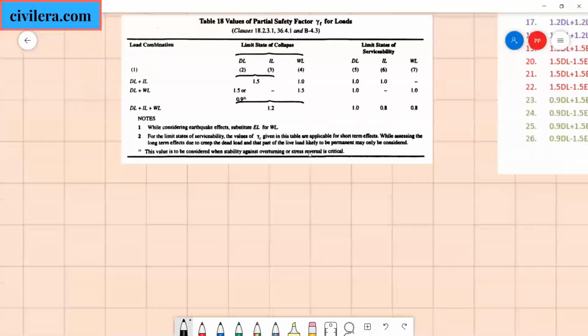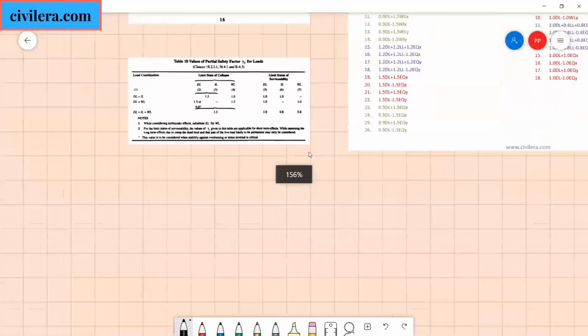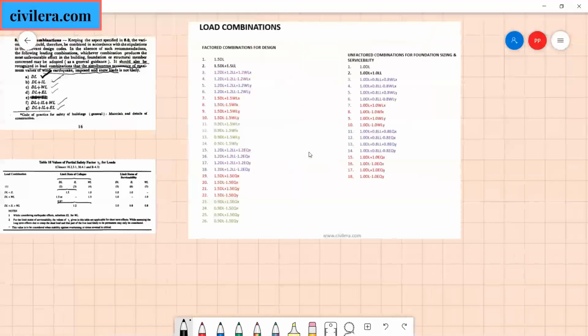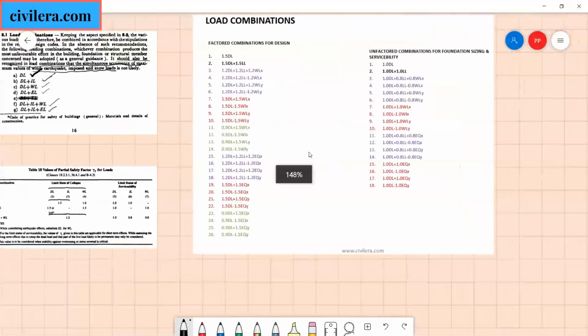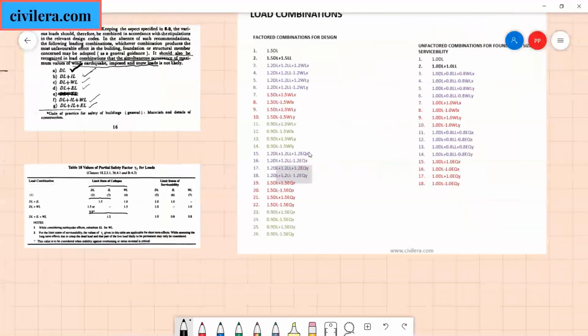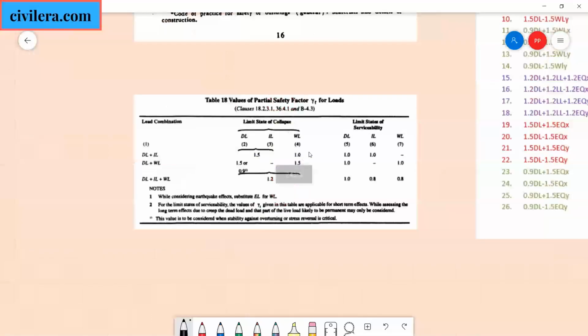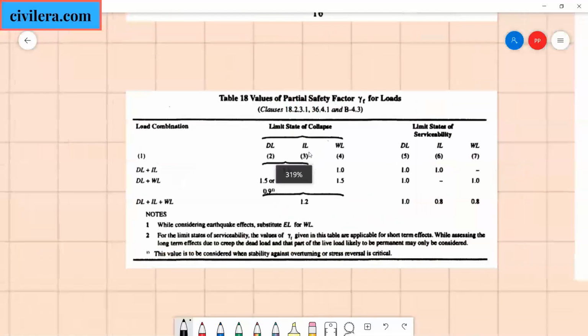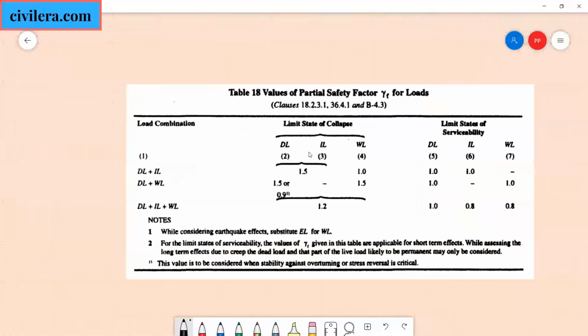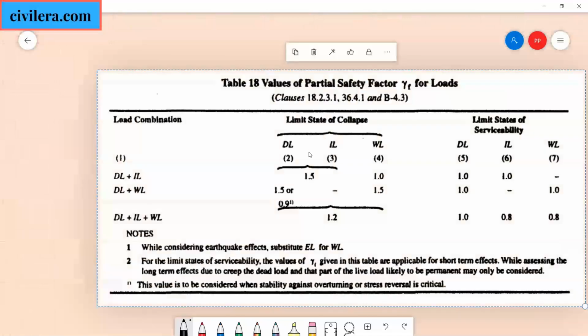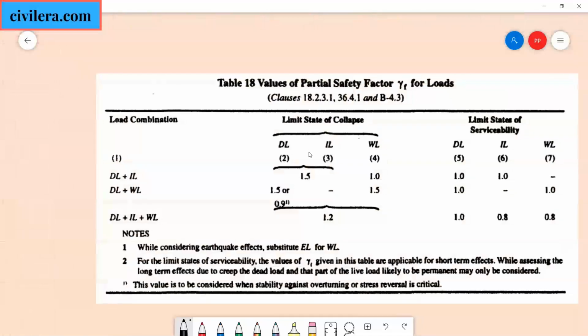Now, if you expand this, you get so many combinations. I will come to that in a while. Before coming to that, let me tell you what are the factors of safety that you need to adopt. So if you go to table 18 in IS 456, this is IS 456, table 18.